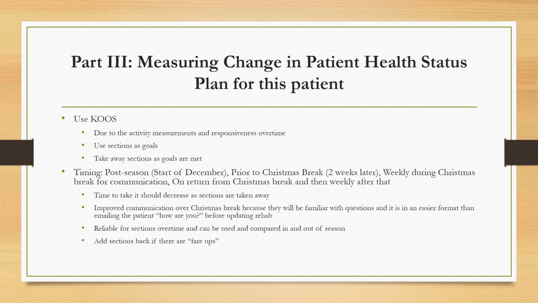I would use sections as goals and take away sections as the goals are met. For instance, when she scores a 0 on the pain section, I can take that section off. Since reliability and retest scores are individualized for each section, this helps me in utilizing it. As far as timing, I would use it in postseason, the start of December, prior to Christmas break, which would be 2 weeks later, weekly during Christmas, and on return from Christmas break and weekly thereafter. Time to take it should decrease as sections are taken away.